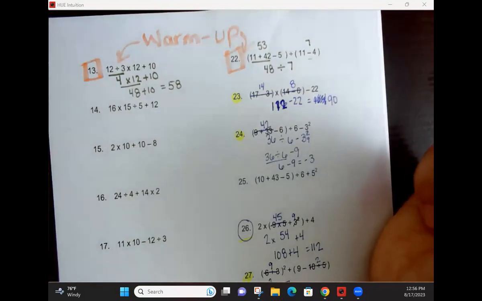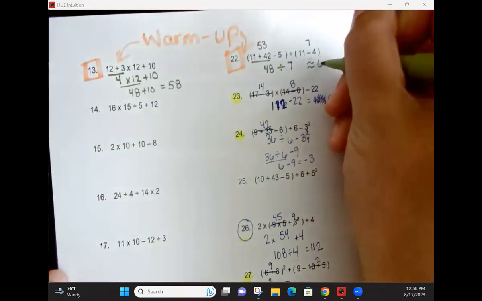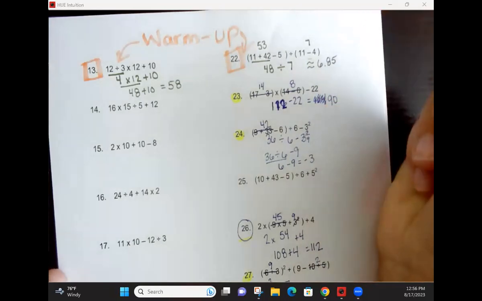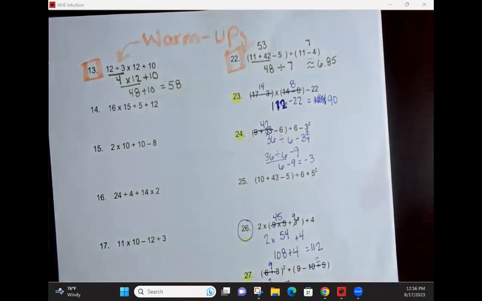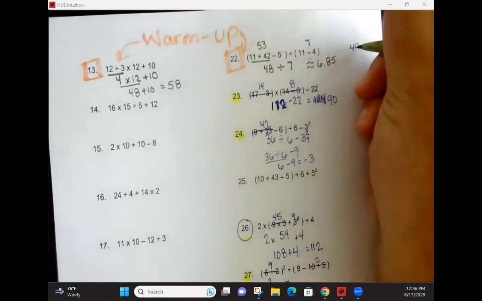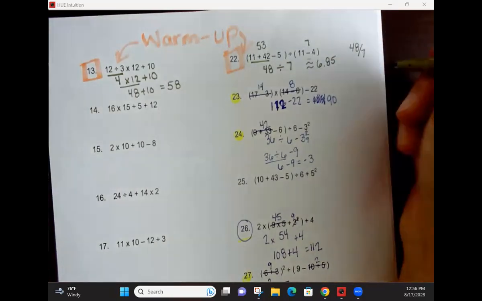How many people typed this in a calculator and gave me a decimal? How many people wrote a decimal on their paper? Okay. What did you get if you wrote a decimal? 6.85. Okay. Rounded to 2 decimal places is good. Did anybody just leave this as 48 over 7? Because that would be okay too.